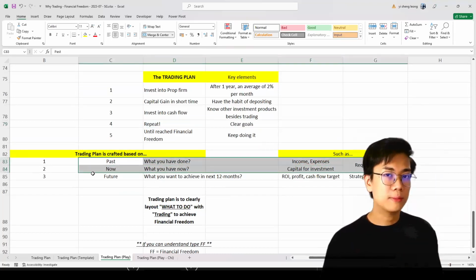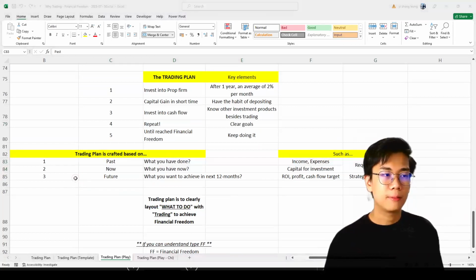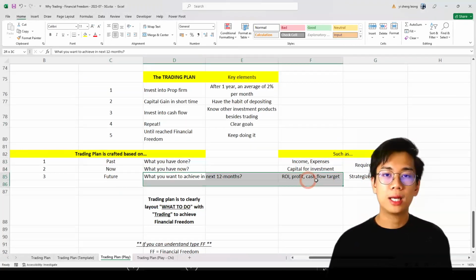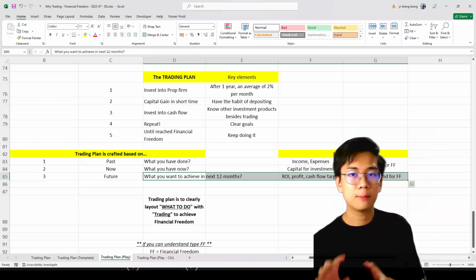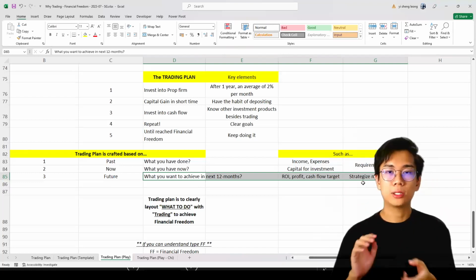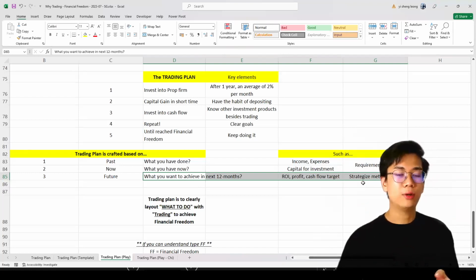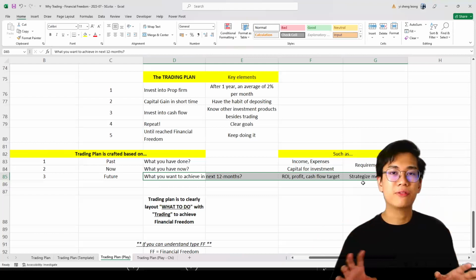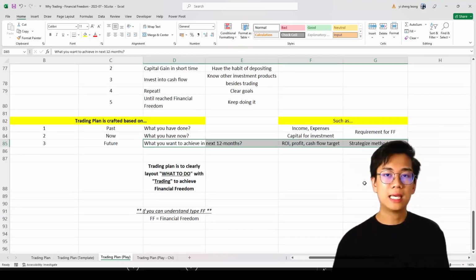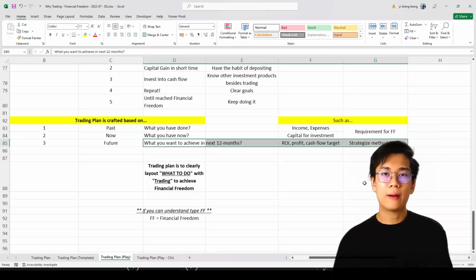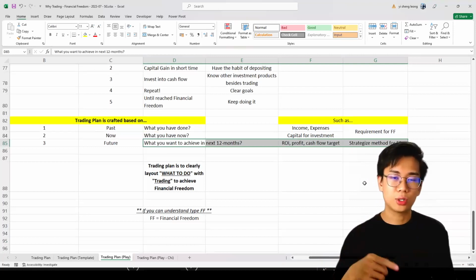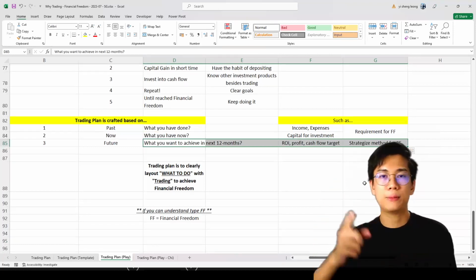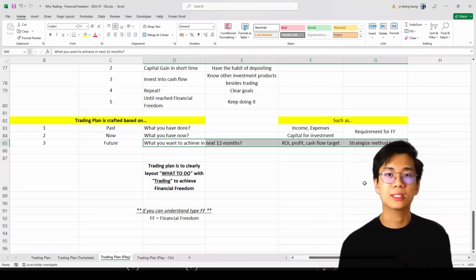These are all the requirements for financial freedom. But in the future, what would you like to achieve in the next 12 months? In terms of what is your ROI, what is your profit, what is your cash flow target? You want to have capital gain, or you want to have cash flow, you want to buy property, or you want to buy stocks? I don't know. All these have a different strategy. But I just lay out here as a starting point, whereby prop firm is actually a solution to capital gain fast enough in the trading.